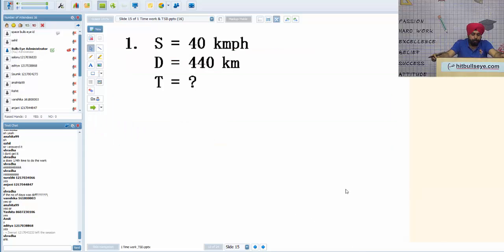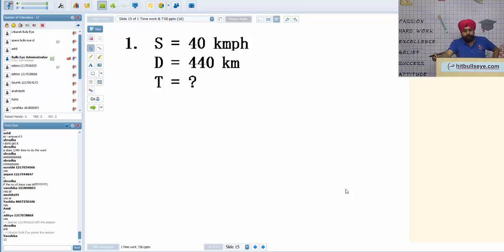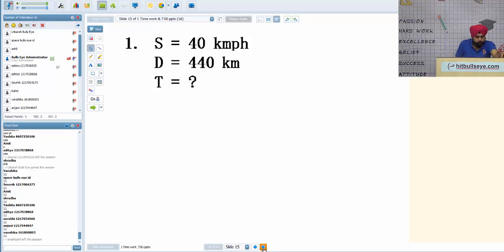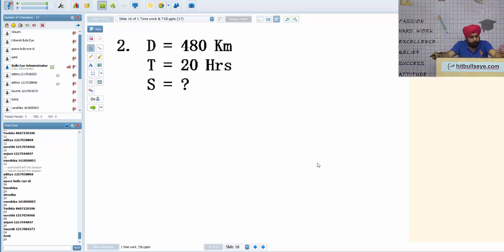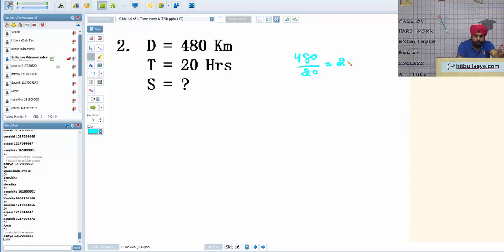So answer this very simple question, students. Speed 40. Distance 440. Excellent. A very simple question. The very basic one. So it is 11. Perfect. You all answered it. So moving on. Answer this question. Perfect. So a distance of 480 kilometers has been covered in 20 hours. So the speed happens to be 480 by 20. That is 24 kmph.